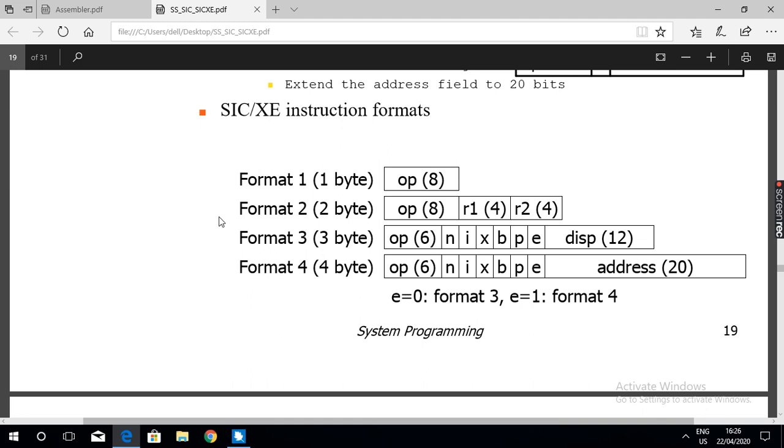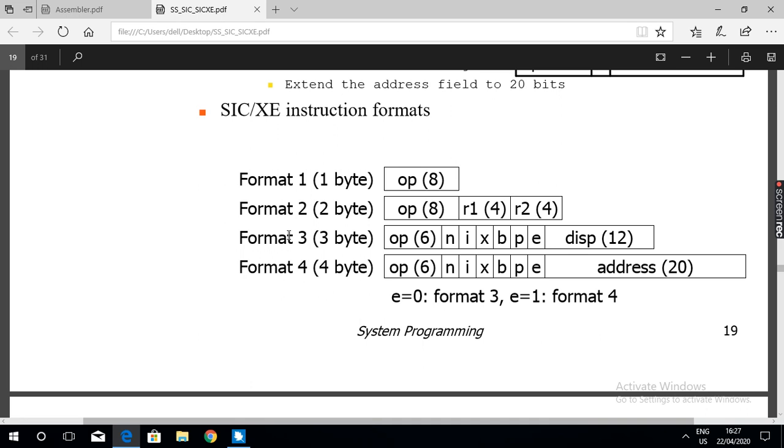The difference between format 3 and format 4 instructions is only the length. In format 3, only 12 bits are reserved to store the address. In format 4 we get an additional 1 byte, that is 8 bits. So 12 plus 8 is 20. So 20 bits are reserved for storing the address.